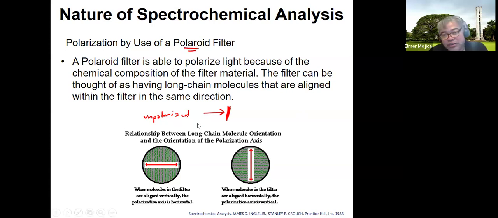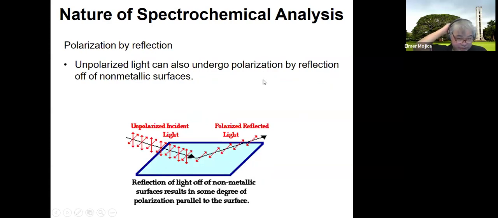Now, there's also another way of doing polarization. The so-called polarization by reflection. So your unpolarized light, so any source of light, can undergo polarization by reflection off non-metallic surfaces. Okay, so here you have unpolarized light. So if it reflects off a non-metallic surface, you can get this polarized reflected light. Okay, so the extent to which polarization happens depends on the angle at which the light approaches the surface and upon the material that the surface is made up of.